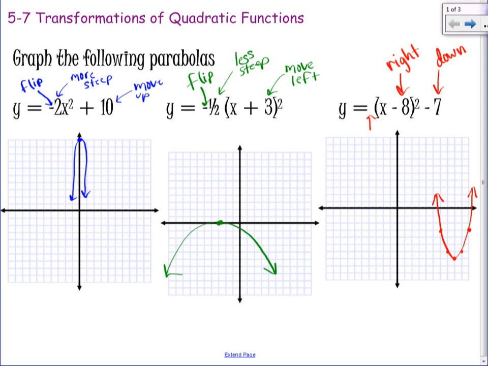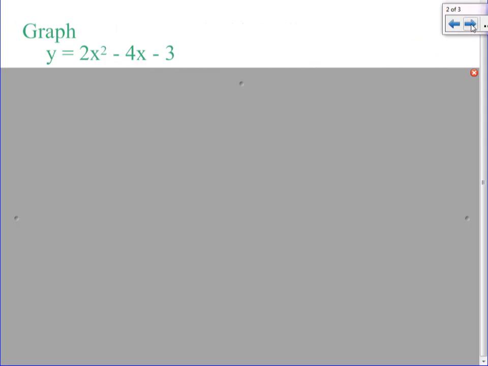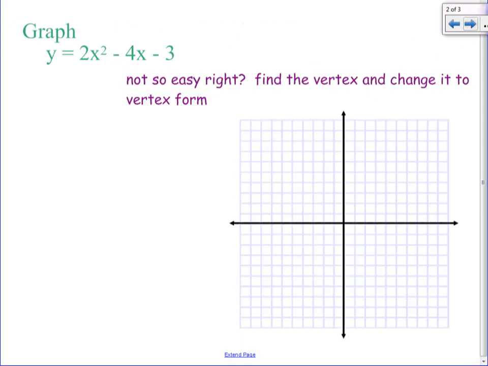Other questions? All right. Let's try this one. Do we know where it's moving, left or right? The only thing we do know is the steepness, because we've got our 2 in the front. Okay, but we need to change this over so that it's in vertex form, which is what the last slide was all in, so we know how far to move it left or right.